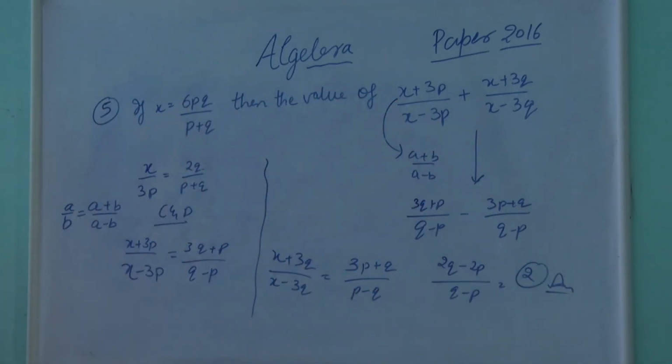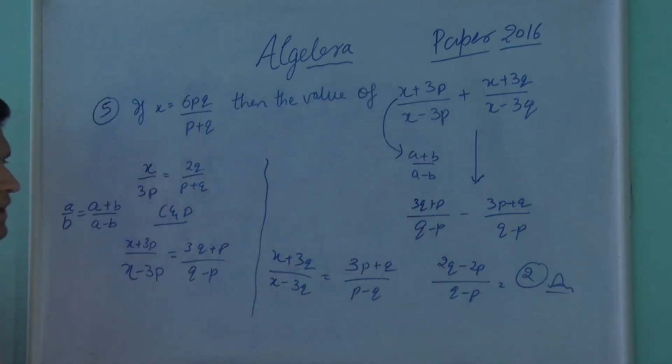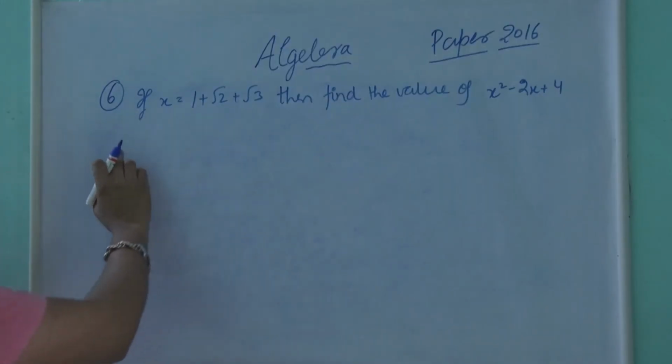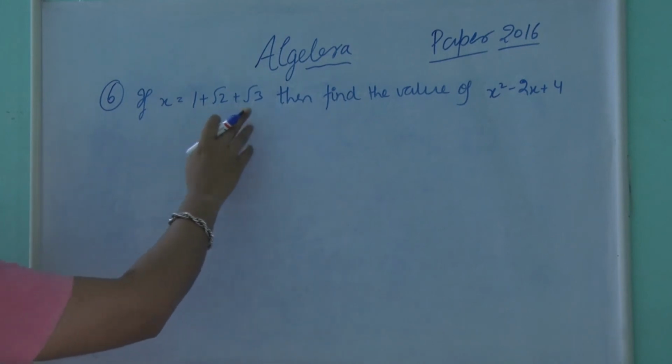So this question is very simple if you do it with this method, but with the direct method you put the value of x and the question will become very big. So you just have to learn this type of short tricks to crack the paper. Now moving to question number 6, we have x equals 1 plus root 2 plus root 3.